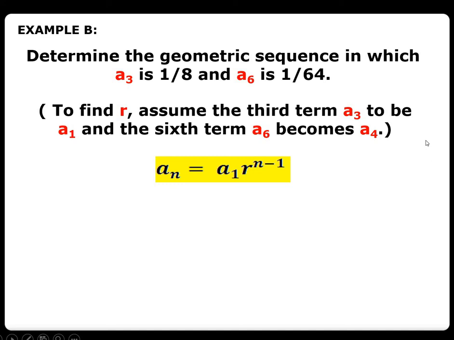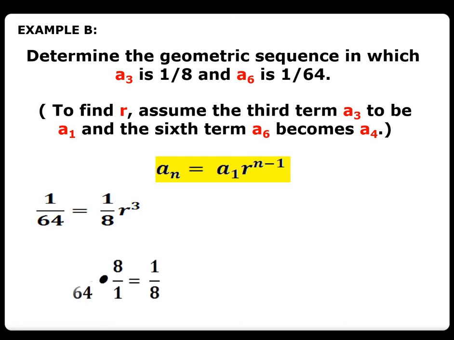So using the formula for geometric sequence, a sub n equals a sub 1 times r raised to n minus 1, and by substitution, we have 1 over 64 equals 1 over 8 times r cubed. And to simplify further, r cubed is equal to 1 over 64 times 8 over 1. Very easy. Cancel out 1. Then 8 by 64, and that is 1 over 8, reducing to a simple fraction.